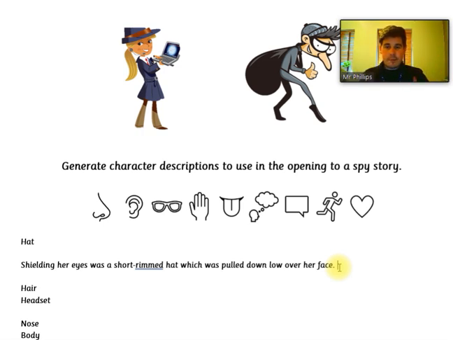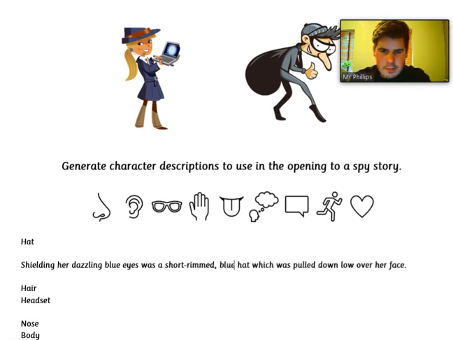So, shielding her eyes. Straight away, another thought popped into my head. Eyes isn't one of the things I'm going to be describing, so let's throw it in as an extra description. Shielding her maybe dazzling blue eyes was a short-rimmed hat. I was going to put in blue, because I was thinking, do I need to put in the colour? If I'm going to say blue, I'm going to add the material. Suede. Is that how you spell suede? I'm not quite sure how you spell suede. Oh, there we go. See, I told you it was complicated. S-U-E-D-E. So suede is a material. I could have said a blue leather hat or a blue woolen hat, but suede is a nice thick, coarse material.